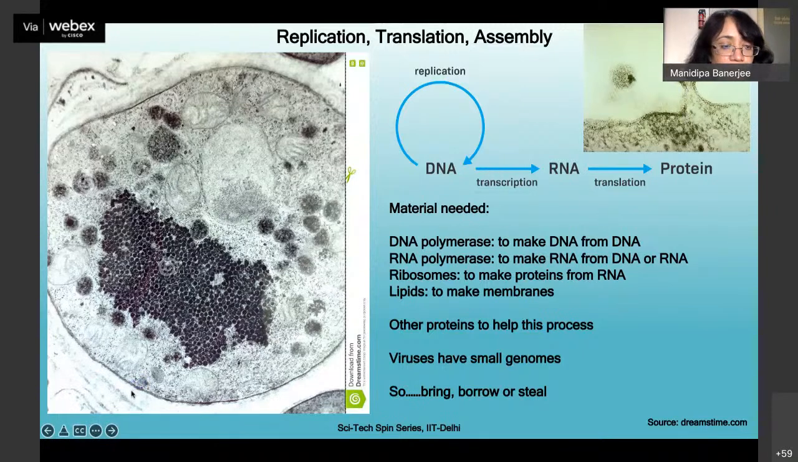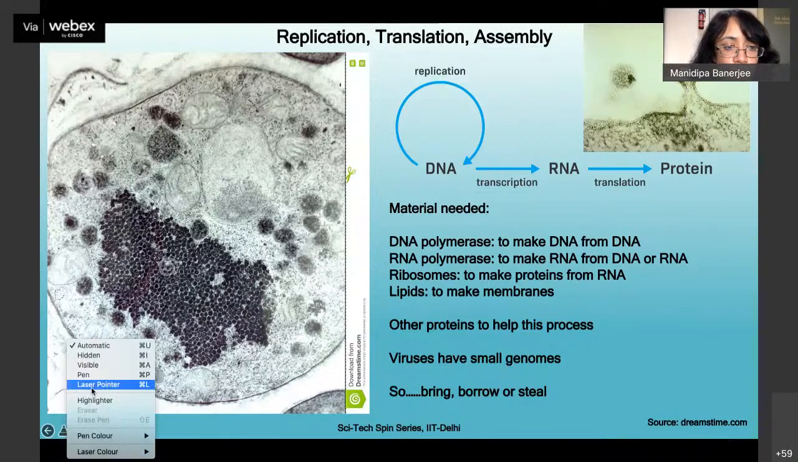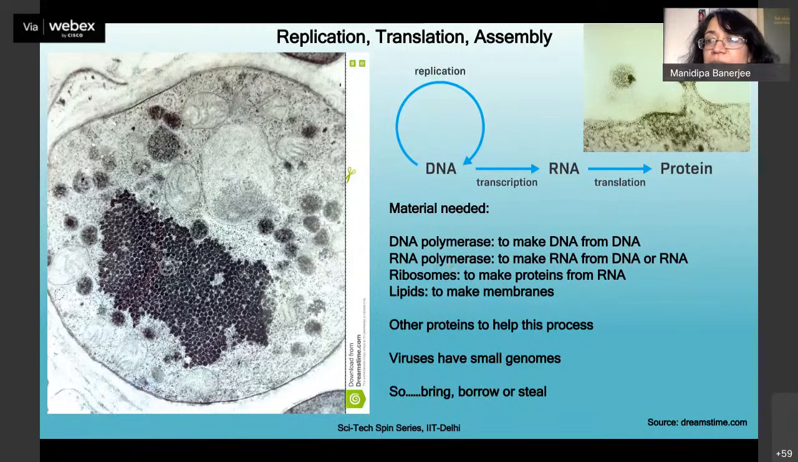Here you see, if you can see this image on the top right-hand corner, there is a virus that is budding out. So viruses make their proteins, they make their genome, they never make lipid. They steal lipids from our membrane. So this is a virus particle that is budding out, and it's stealing our membrane lipid. Now, obviously, if viruses have taken over in this sort of way, then they are really damaging our cells.